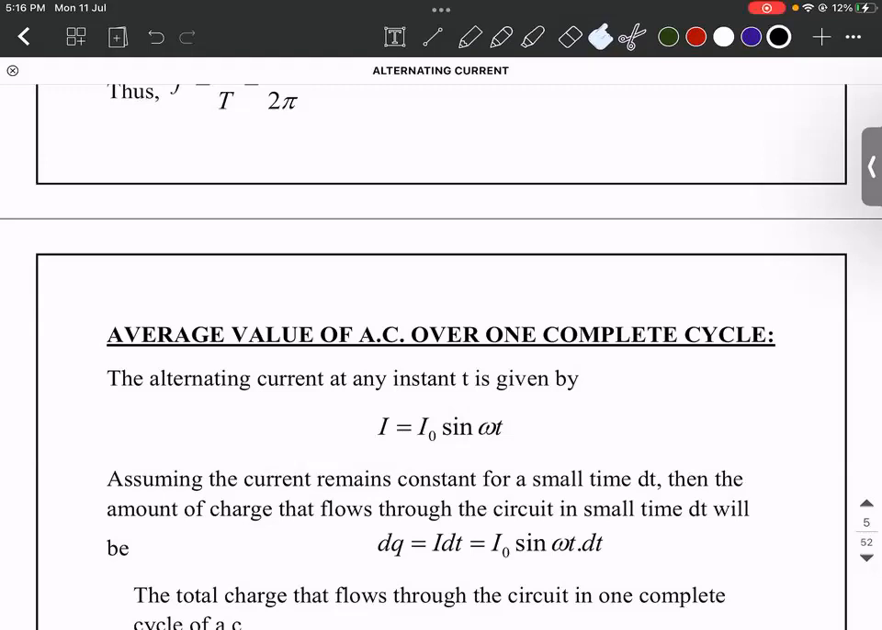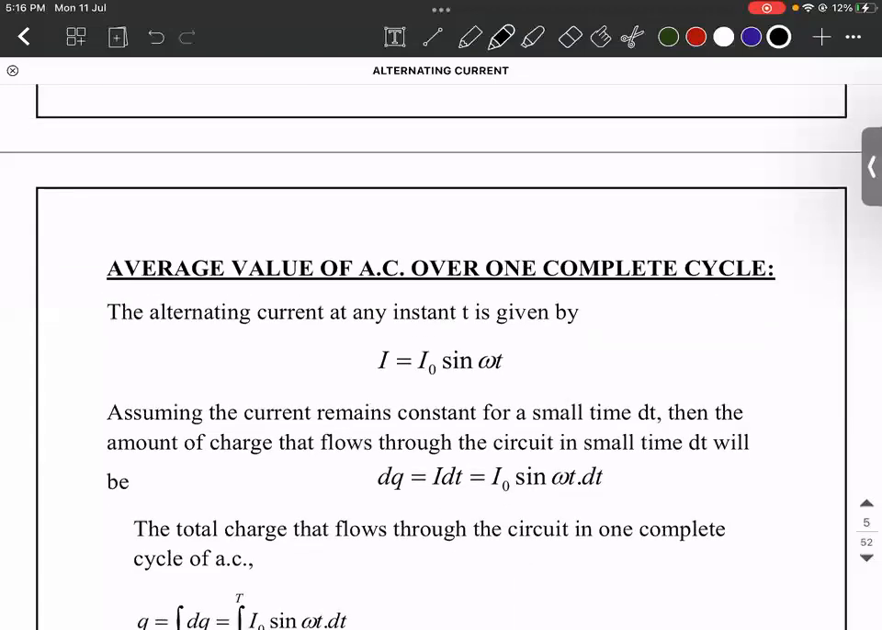Sir, if only the magnitude changes, is it AC or DC? Sorry? If only the magnitude changes and not the direction, will it be alternating or direct? Direct.